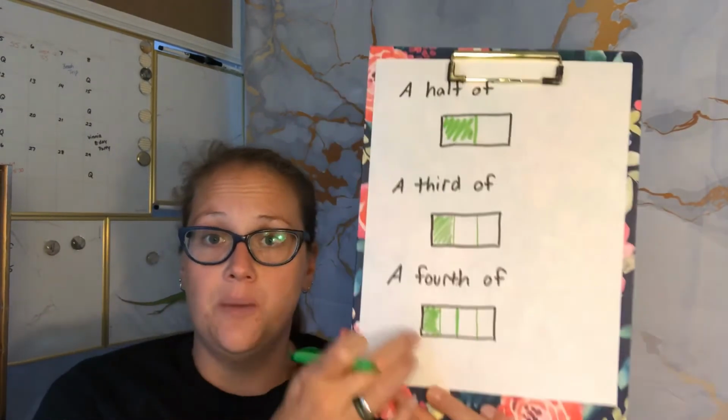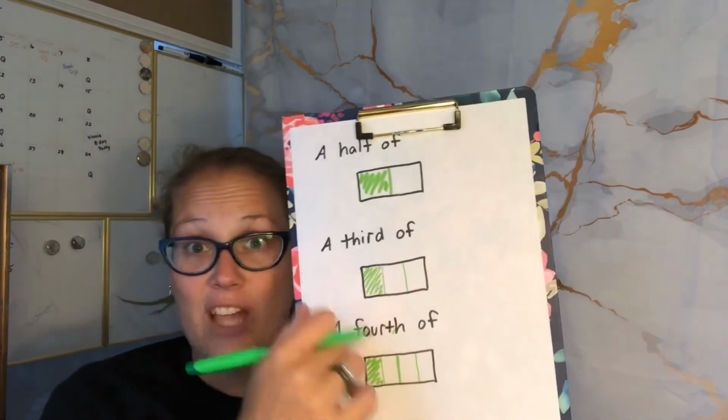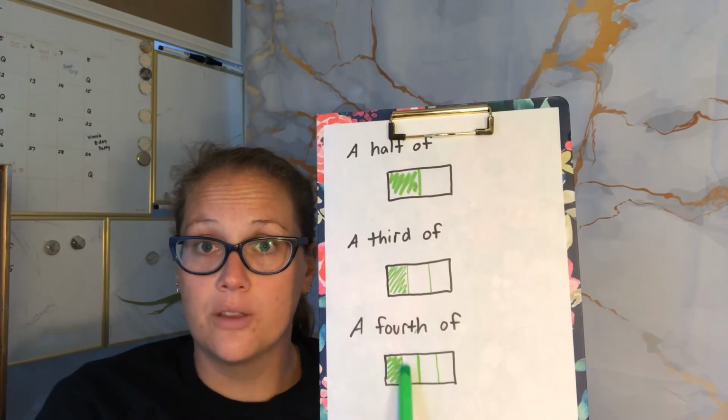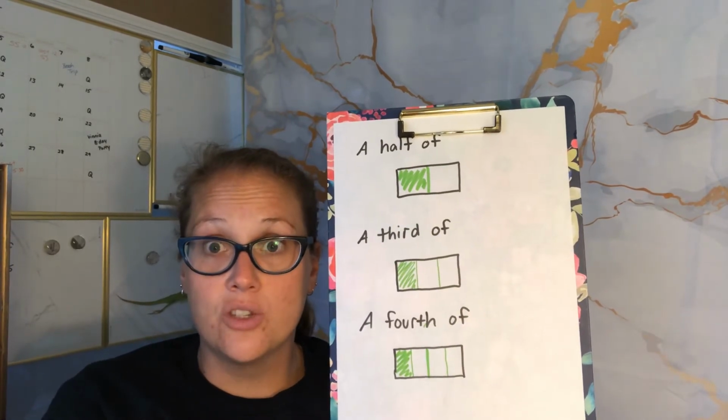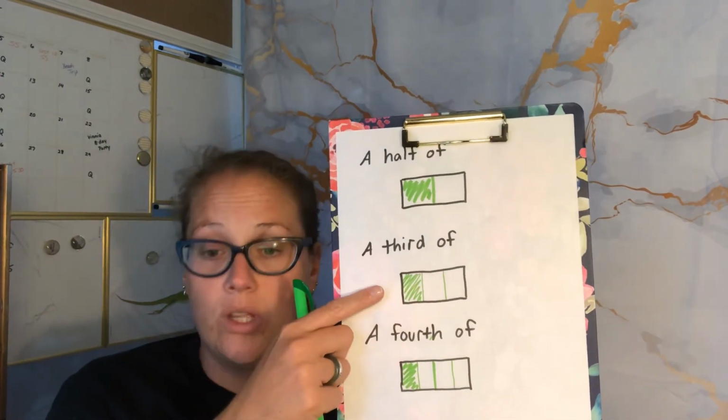So you can see a fourth is way smaller than a half. It's actually half of a half, because if I colored 2 of these, 2/4, I would have a half again, which is super, super neat. We can have equivalent or equal fractions later on when we learn more.